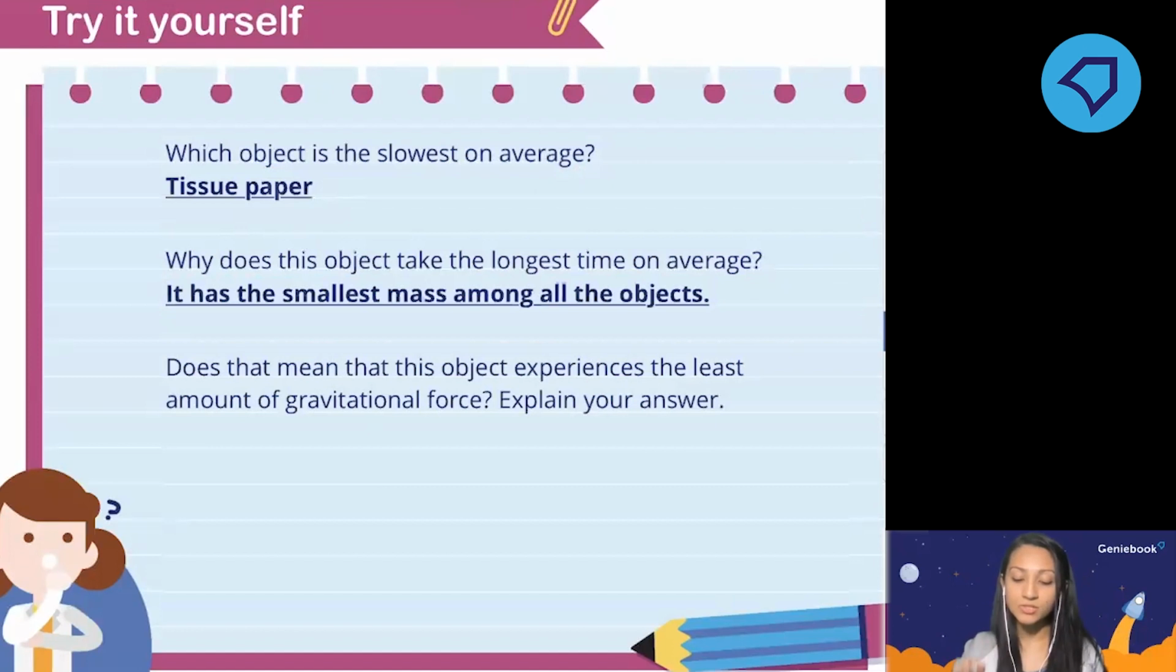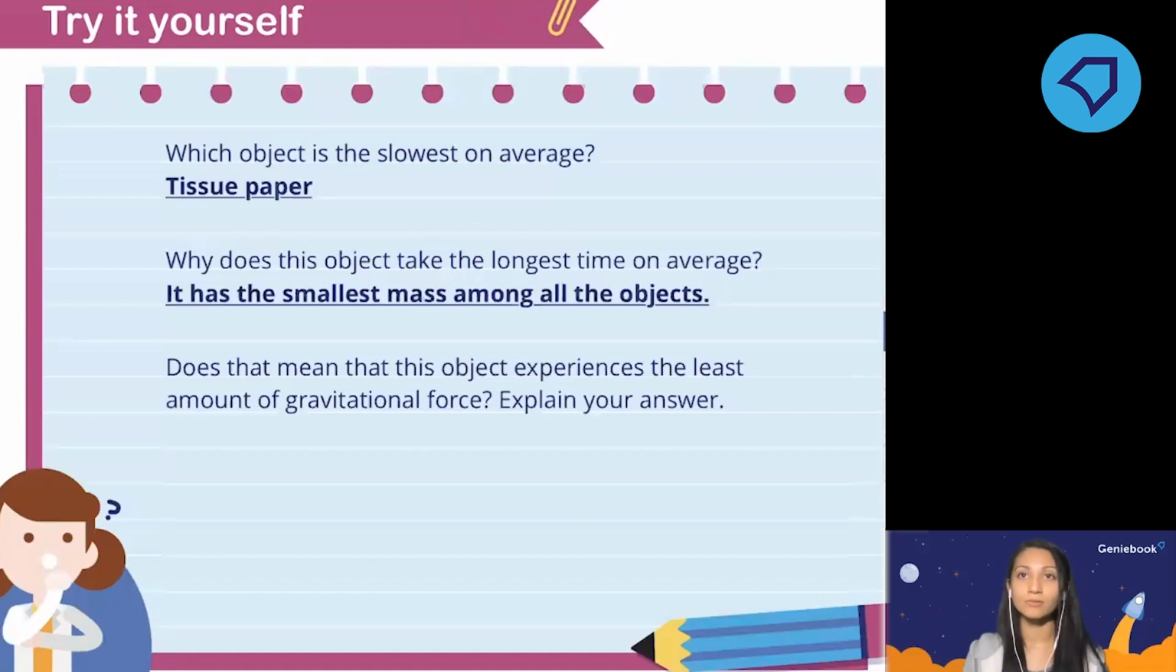So does that mean that this object experiences the least amount of gravitational force? Yes or no? Do you think that the gravitational force on the tissue paper is less than the other three objects? Why not? Why is it that the gravitational force is the same? Because where are you performing this experiment? On Earth, in the same location, right? In the same location on Earth. So the gravitational force pulling on these objects will be the same. You can't say that, oh, the tissue has less gravitational pull.